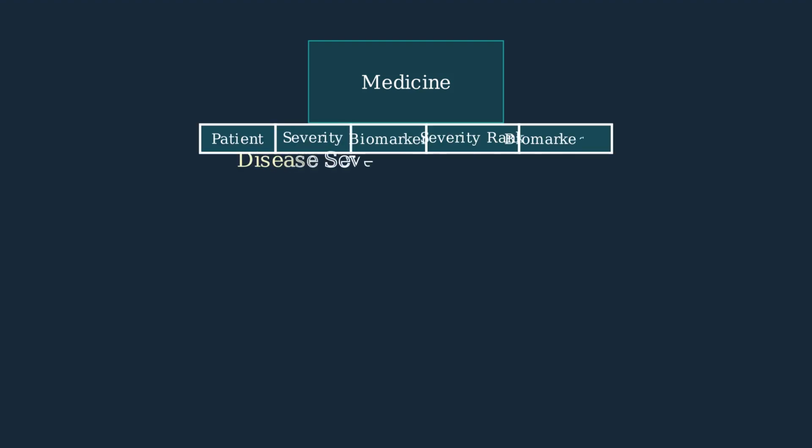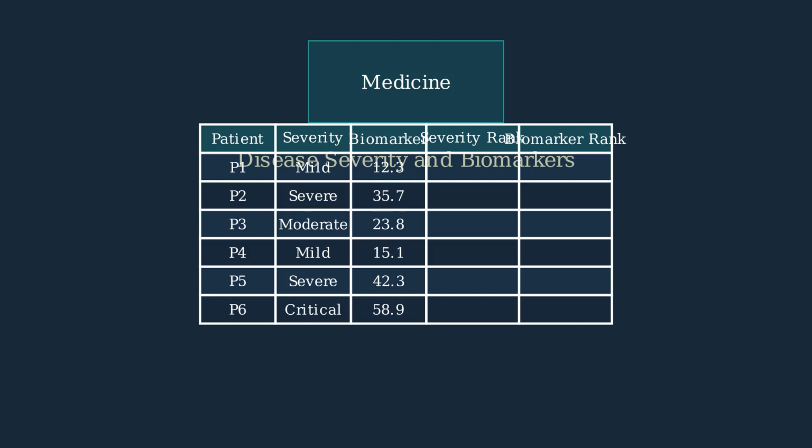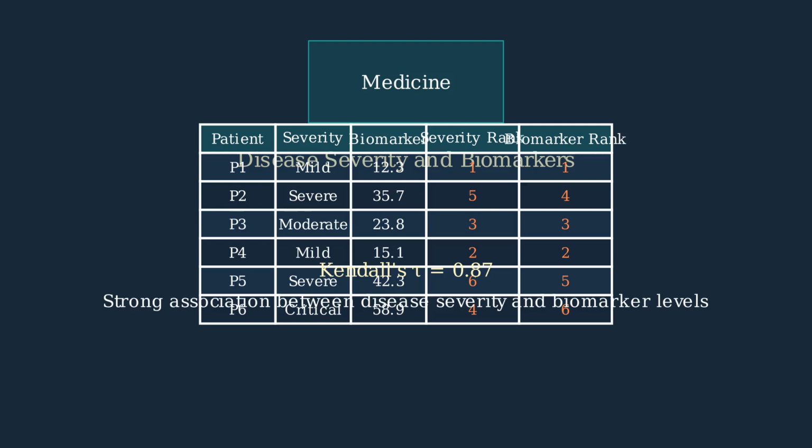In medicine, rank correlation helps researchers study relationships between disease severity and various biomarkers. Here's an example of patient data showing disease severity levels and corresponding biomarker measurements. We can rank patients by their disease severity, with lower ranks representing milder conditions. Similarly, we rank biomarker levels from lowest to highest. Calculating Kendall's tau gives us a value of 0.87, indicating a strong association between disease severity and biomarker levels.